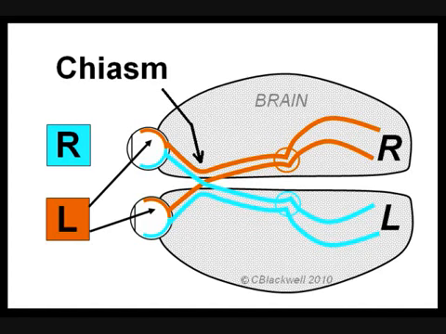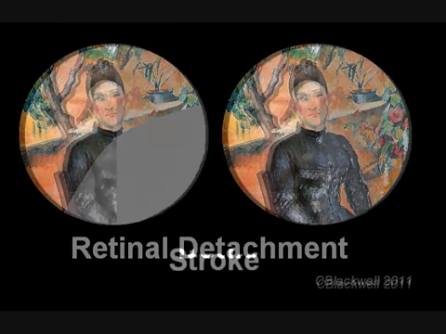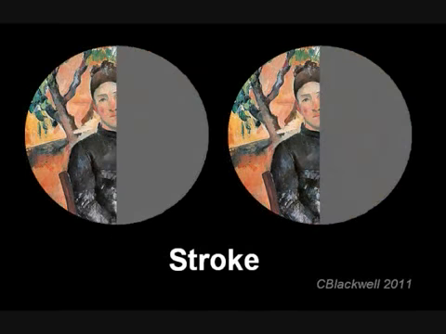Clinically, when there is vision loss, the part of vision that is affected tells us where to look. If just one eye is affected, then the problem is in the eye, or the optic nerve in front of the chiasm. An example of this would be a retinal detachment, here shown taking away part of vision in the left eye. If part of vision is affected in both eyes, then the problem is behind the chiasm. In this example, showing loss of the right side of vision from both eyes, the cause would be a stroke on the left side of the brain.